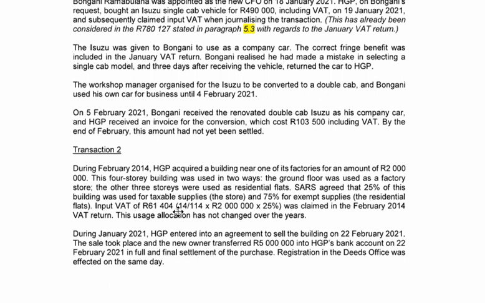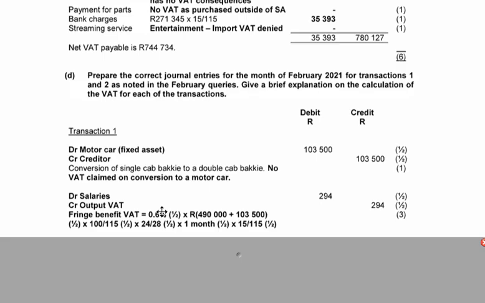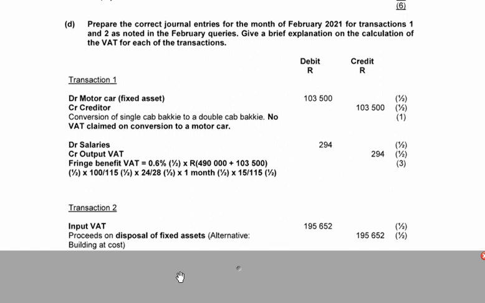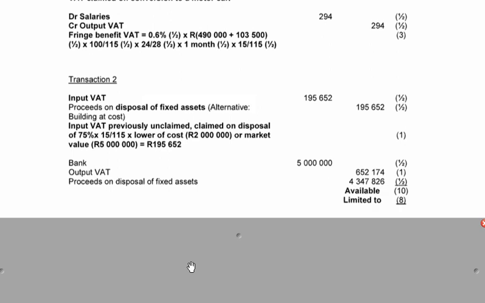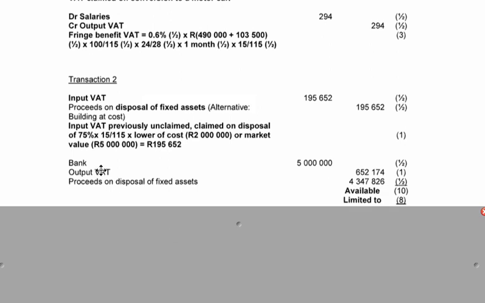Input VAT of 61,404 at a rate of 14% was claimed in the February 2014 VAT return. The usage allocation has not changed over the years. During January 2021, HGP entered into an agreement to sell the building on 22 Feb 2021. Sale took place, new owner paid 6 million. Now guys, remember, this is a sale of a transaction, 6 million for the building. How are we going to do this? Well, there's going to be output VAT on the disposal of fixed assets. So let's just start with the second journal entry itself, guys.